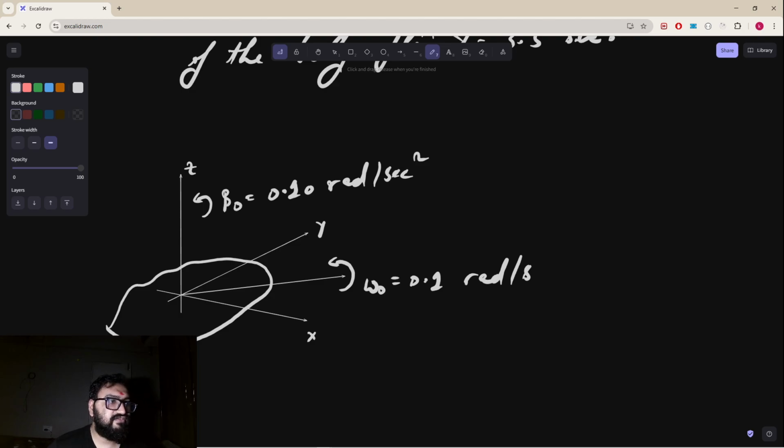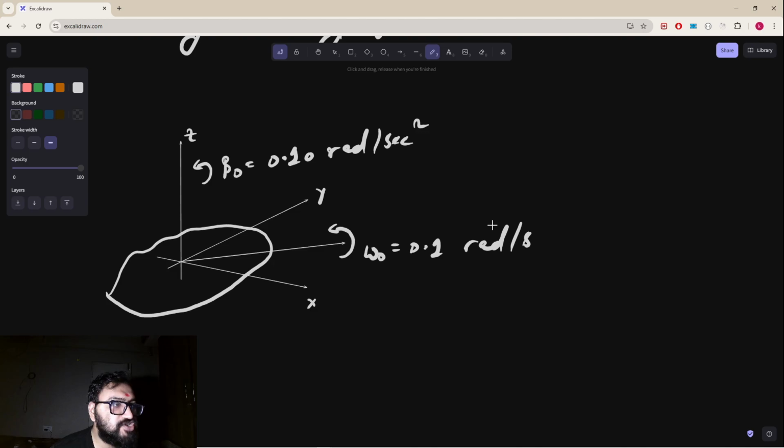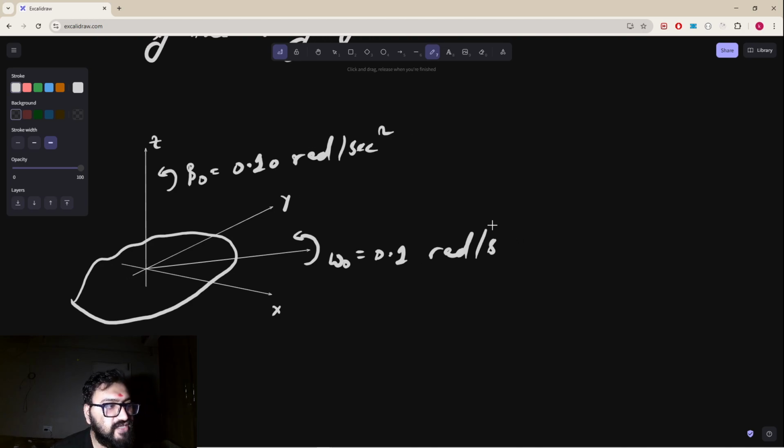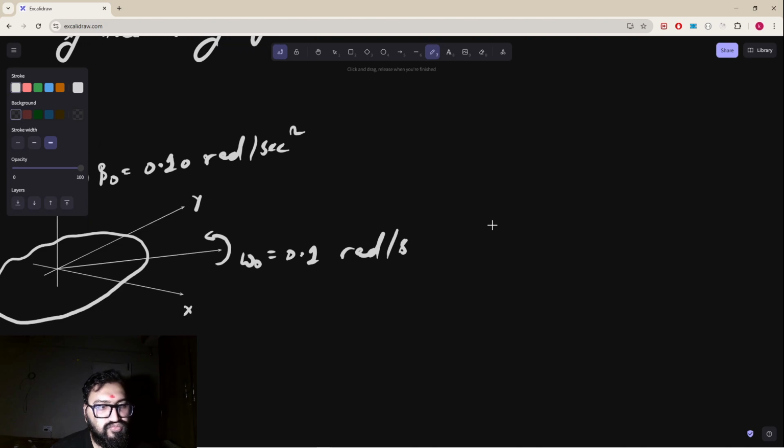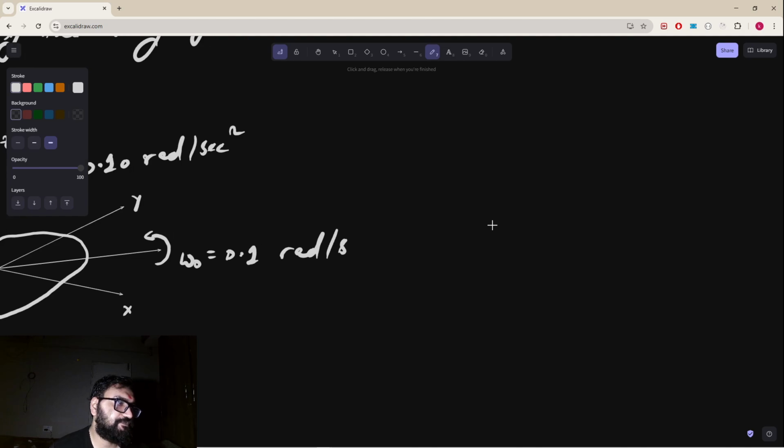All right. Now, given this information, I need to find out the angular velocity at time t equal to 3.5. I know that the angular velocity along the horizontal direction is changing. Why? Because this body also has an angular acceleration along the vertical direction, which means its angular velocity is changing in the horizontal direction as well, but its magnitude is going to remain constant.